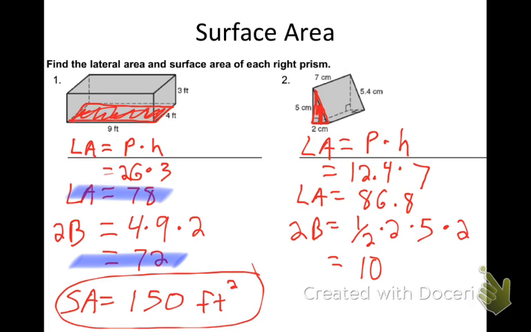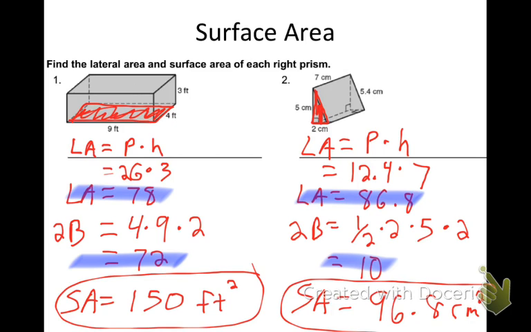10. So now I have my lateral area and I have my base area. So what is my surface area going to be here? 96.8. What are my units here? Centimeters squared. There's my surface area. Again, the key is finding the lateral area first and then adding the base area.